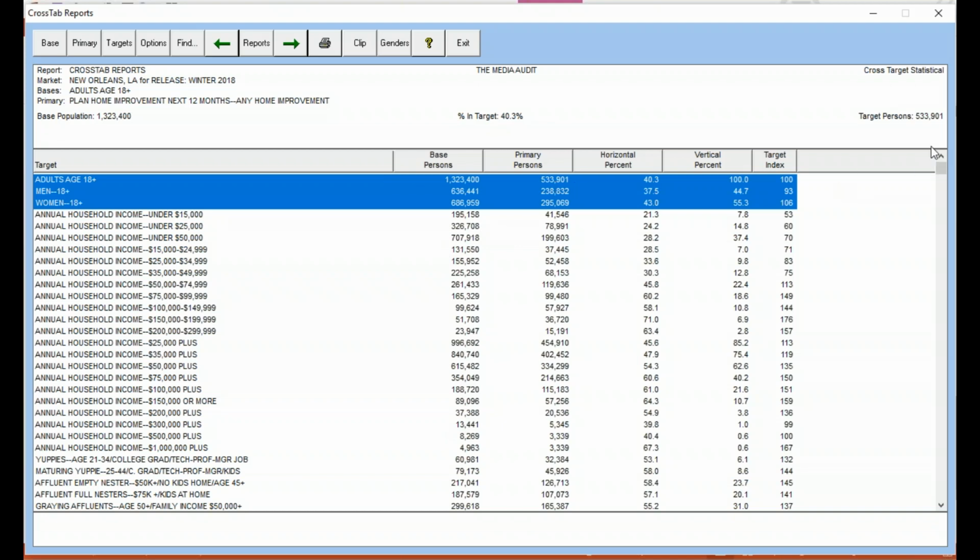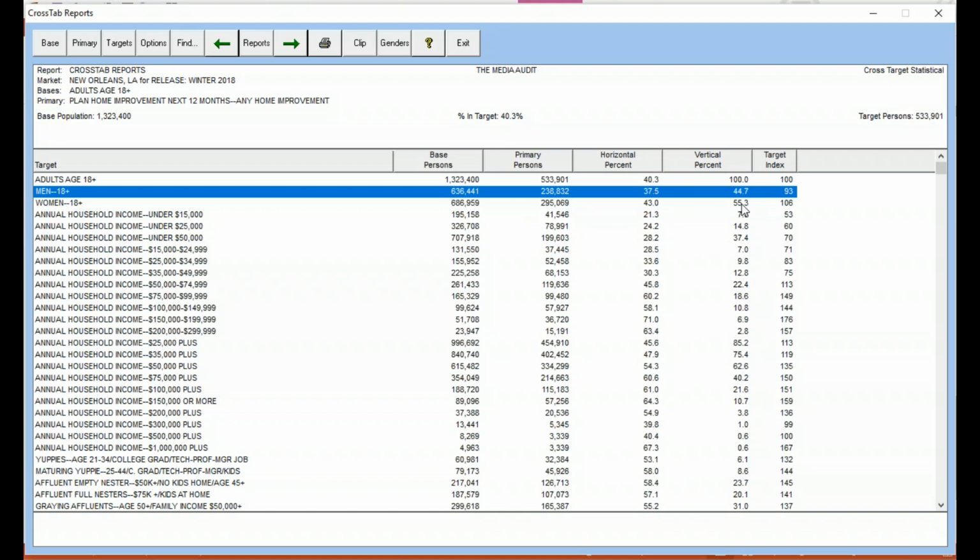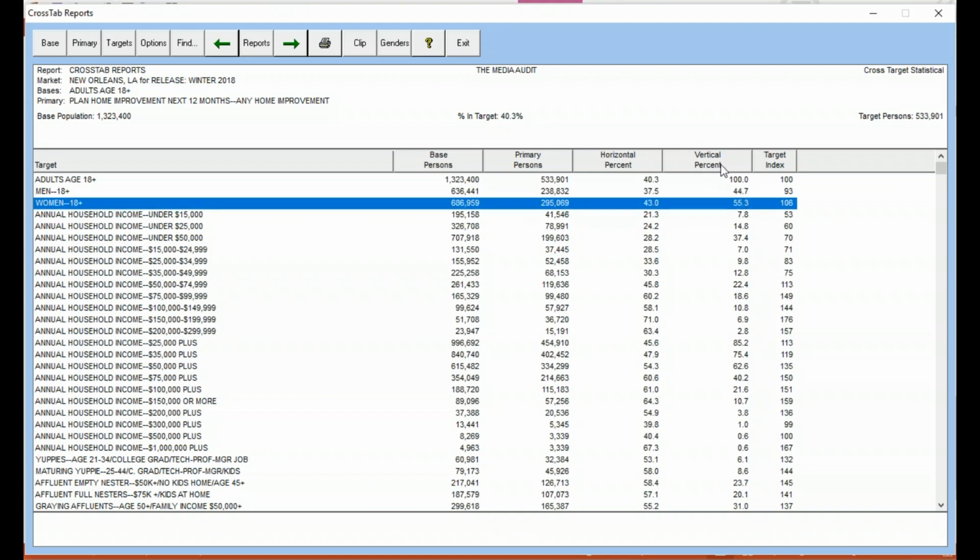Primary persons, let's look at that number. That's all of the adults here in this target person area that are envisioning a home improvement project. So bam, now you know what primary persons are. So home improvement prospects as they break out for all of these categories. Okay, so we can see that 44, or let's round up, 45% of them are males, there they are, and 55% are females. So vertical percents are percent comps, and horizontal percents are percent penetration.